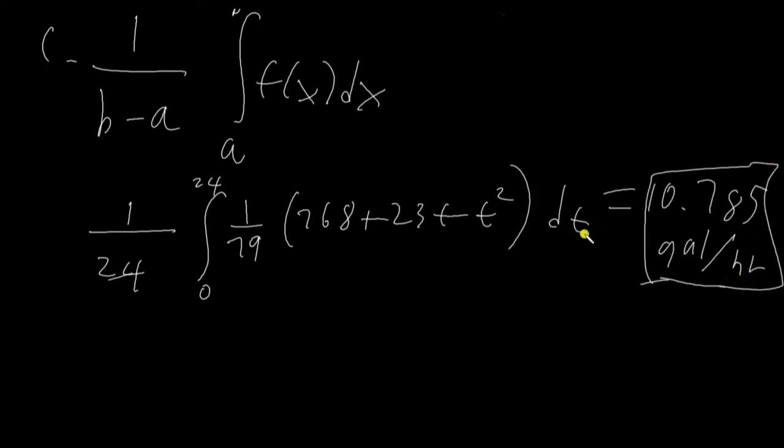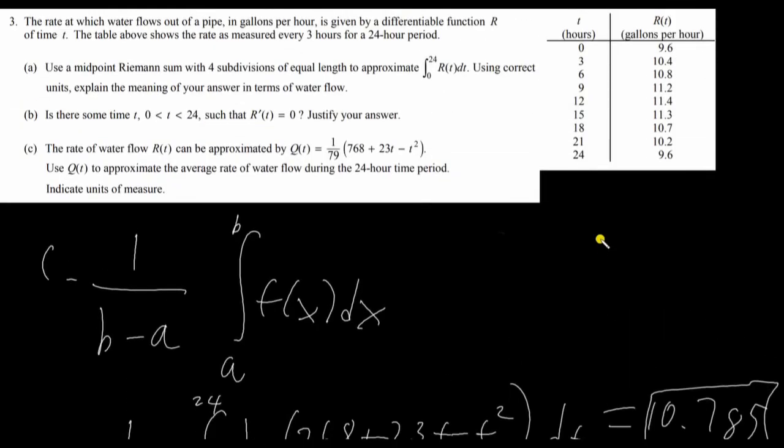Okay, and then for points, you'd get 1 point for the limits and the 1 over b minus a. You'd get another point for a correct integrand, and then a third point for the right answer. And then overall for this whole question 3, you'd get 1 point for including the correct units. In part A, we had to write gallons, and in part C, we had to write gallons per hour. Okay, so that's question 3.